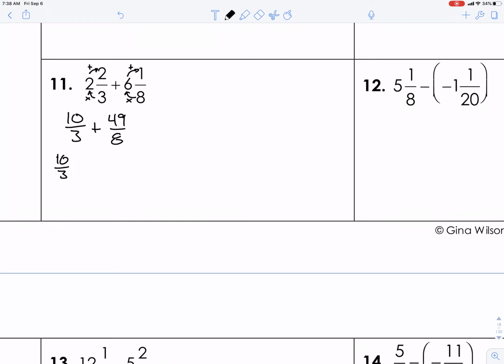So 10 thirds, I multiply 3 times 8 to get 24, so I have to multiply the top by 8. So that gives me 80 24ths. I need to convert the 49 over 8. Well, what do I multiply 8 by to get 24? That's 3, so I also have to multiply the top by 3. And 3 times 49 gives me 147 over 24.